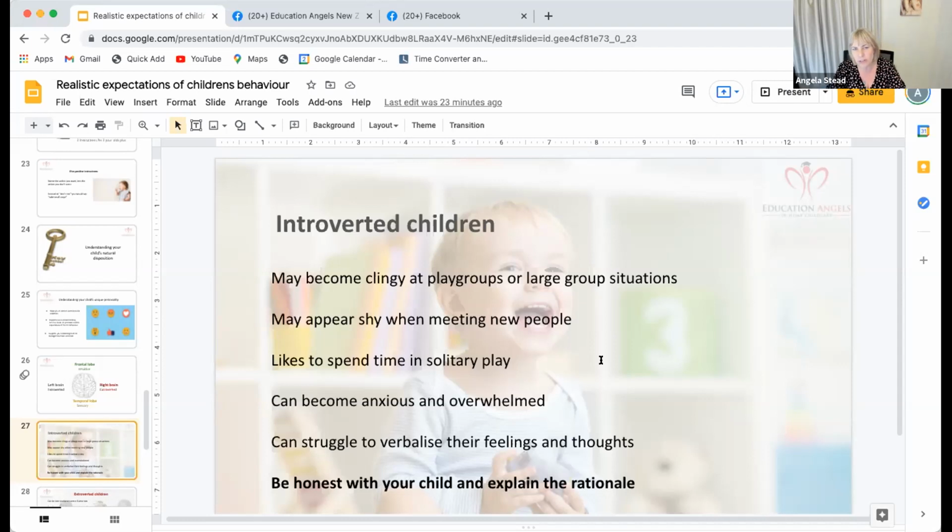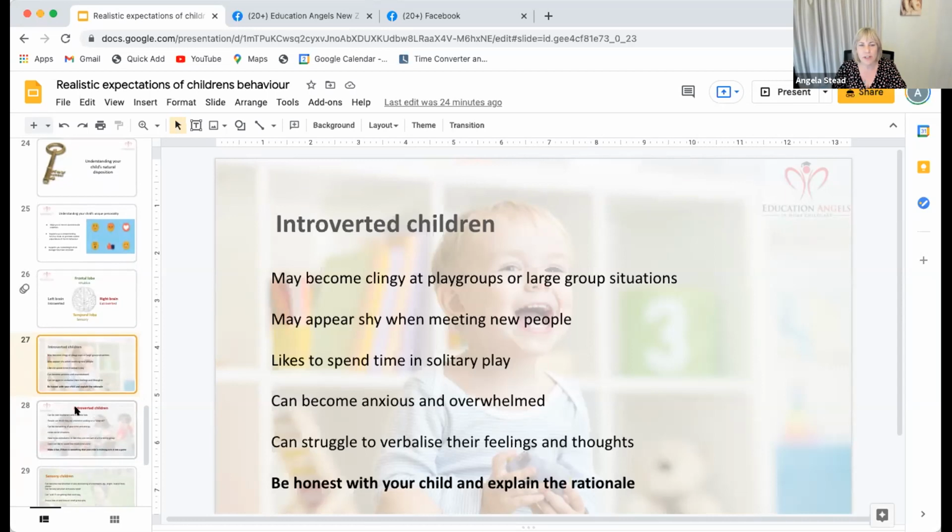So introverted people and children are not antisocial at all. It just means they get their energy, they can top up their energy reserves, by spending time alone. So it's really important that you allow them that time to do that. And if you can make sure that you meet the child's individual needs, they are more likely to cope in those social situations. They're more likely to cope with an extended period of time in play groups, etc. So that's looking at introverted children.